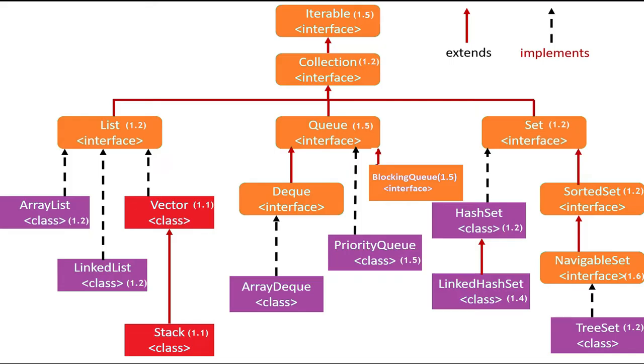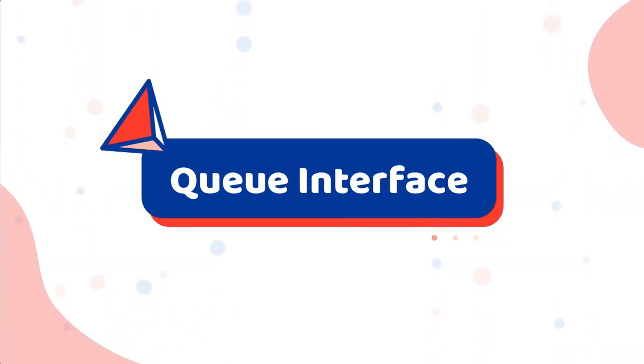In the last video we saw cursors. In this diagram you can see list, queue, set. These three are child interfaces of collection. We already discussed the list interface and its implementation classes. Now let's discuss the queue interface.